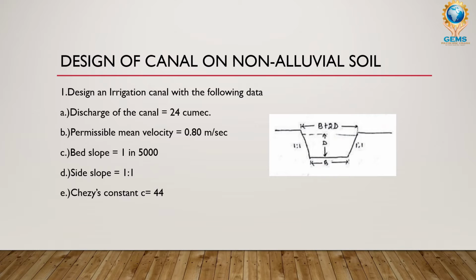B plus 2D is the breadth of the base portion, and here a D is there, and here also a D is there. I have marked it in the red outline. This is one D and this is one D. Actually it's B plus 2D. The discharge of the canal is 24 cumecs, that is cubic meter per second, and the permissible mean velocity is 0.80 meter per second. Bed slope is 1 in 5000, side slope is 1:1, and our Chezy's constant C is 44.